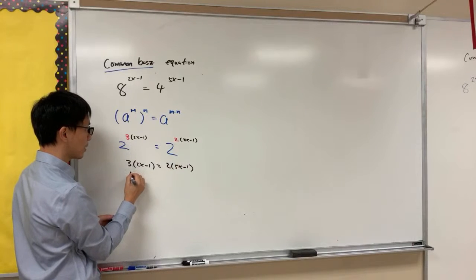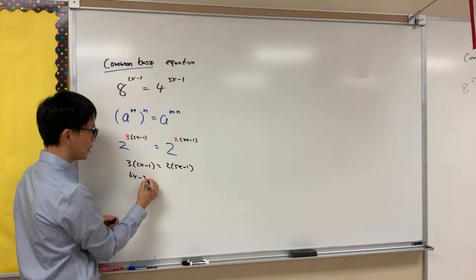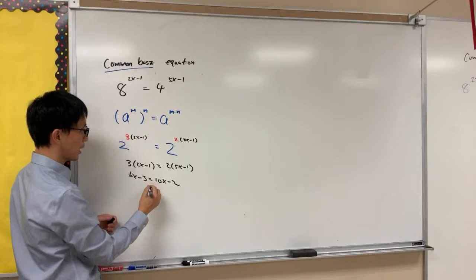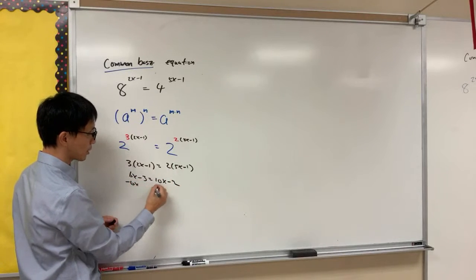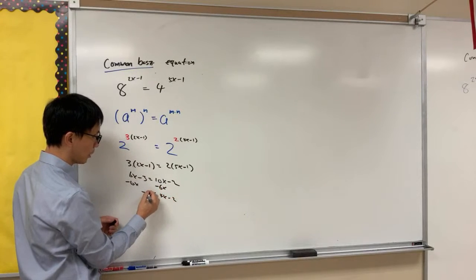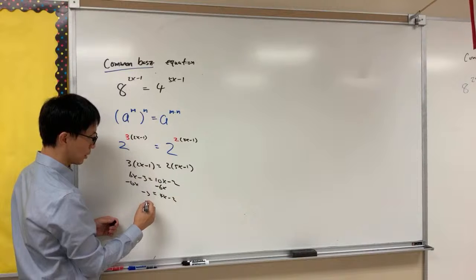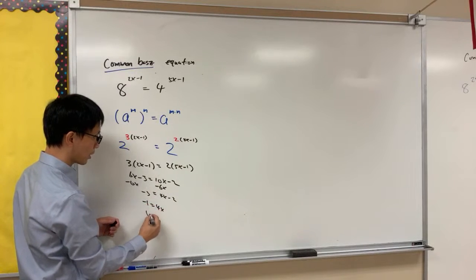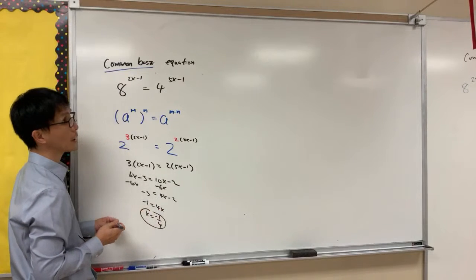So that's going to be 6x minus 3. That's equal to 10x minus 2. And I have minus 6x on both sides. That's equal to 4x minus 2, so minus 3 plus 2, it'll be negative 1 equal to 4x. X equals negative 1 over 4. And you're like, yeah, I got it.